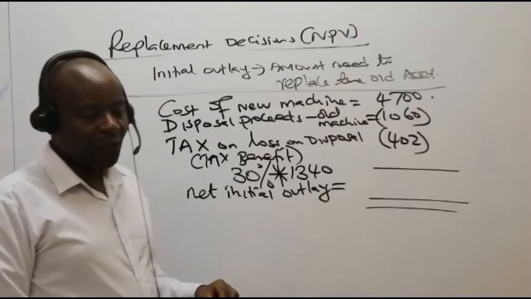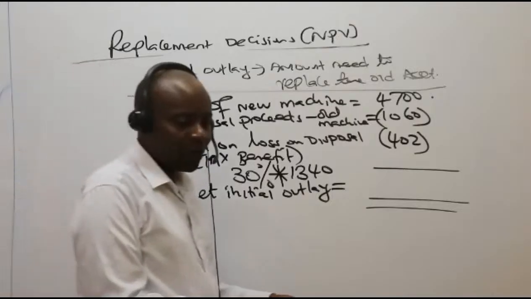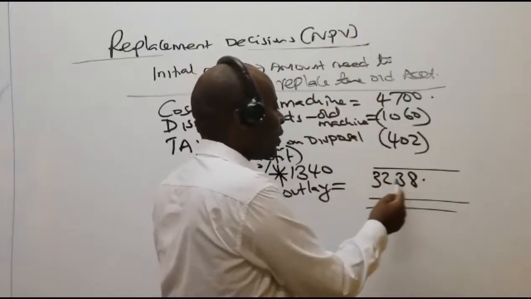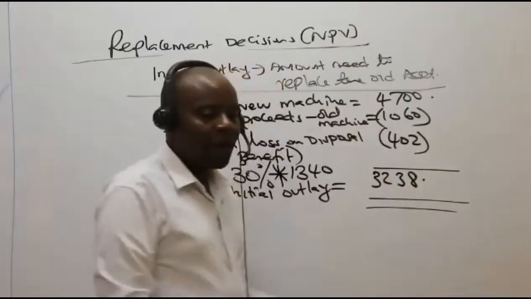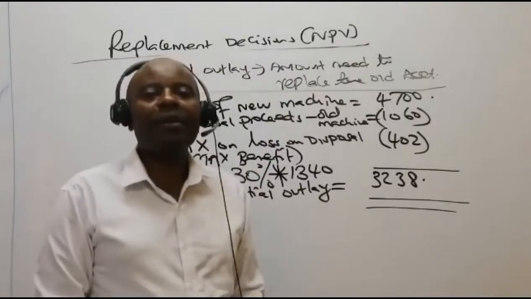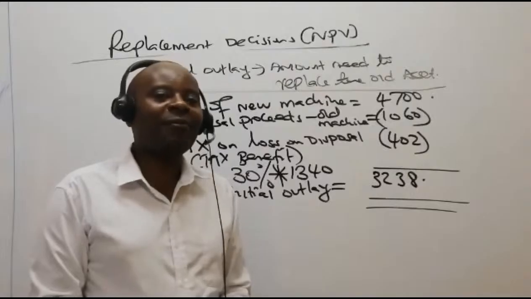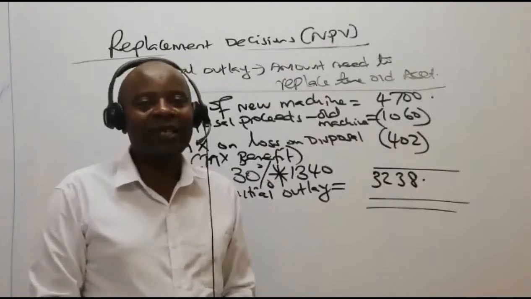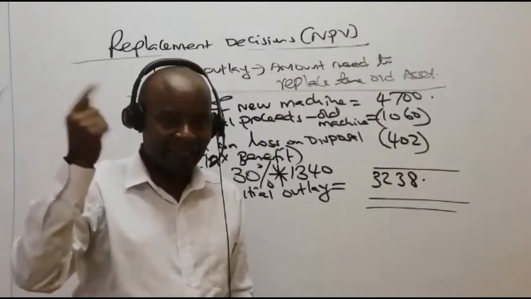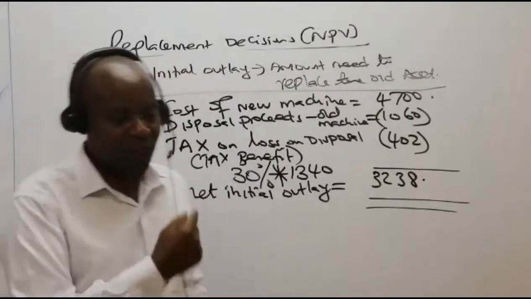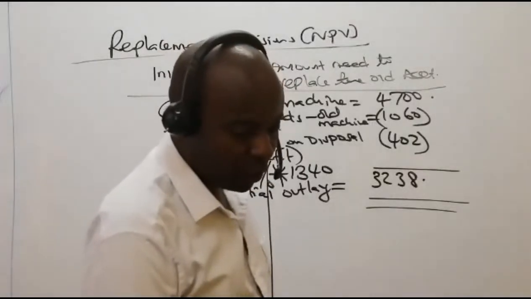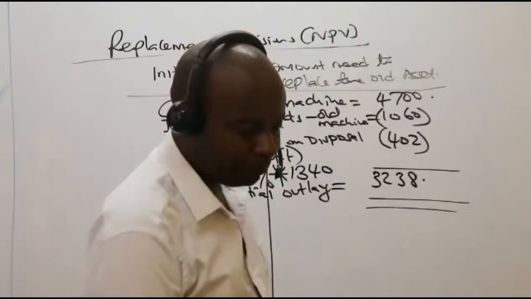We add, yes. So the net initial outlay gives me a figure of 3,238. So 3,238, this is a very important figure. Remember, at the end of the day, this examiner would need us to calculate net present value. So it's a figure that I expect you to have at the back of your mind. We'll want to use this figure next. So Roman 2 of this question is quite an easy one.